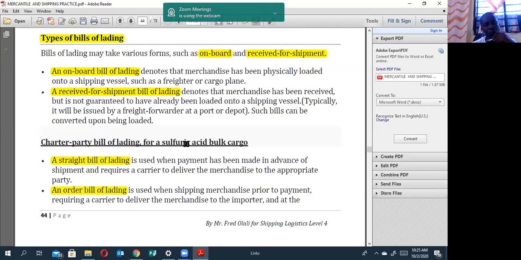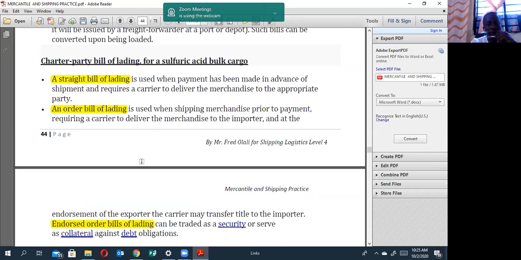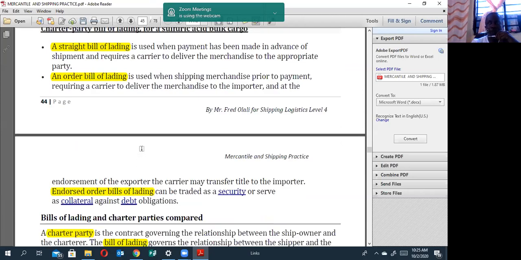Now, we also have another type known as the straight bill of lading. It is used when payment has been made in advance of shipment and requires a carrier to deliver the merchandise to the appropriate party. So this normally occurs when the seller has already made payment in advance for the freight services, what you call in some other terms freight prepaid. And in that case, you're issued what you call a straight BL. So at the port of discharge, there's no further demand for payment of the freight or the transport fee for ferrying your cargoes.